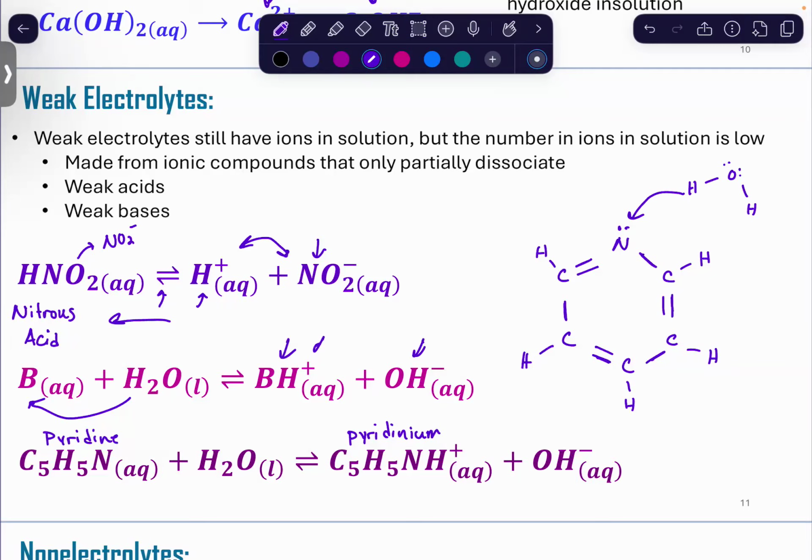But this is going to again reach an equilibrium where you're getting pyridinium being produced at the same speed as pyridine being reproduced by the pyridinium shedding its proton and giving it back to hydroxide. And that's going to bring you back over here. So again, you want to think about partial dissociation, which means that whenever you put the weak electrolyte in solution, it's not going to all go into making ions.